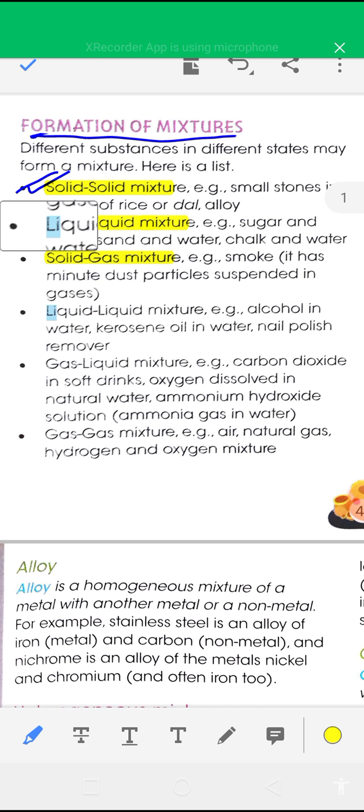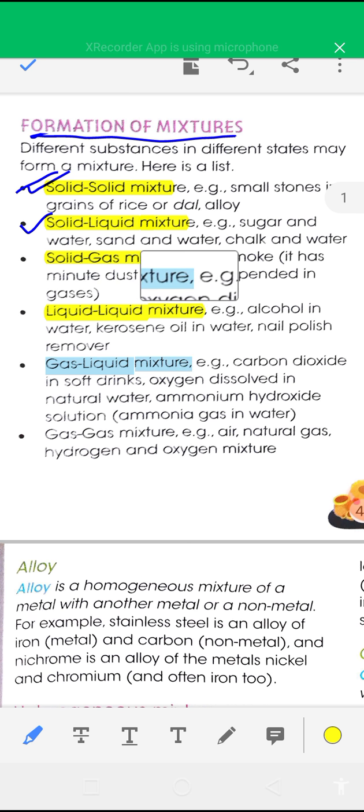Next type of mixture is liquid in liquid mixture. A mixture of two liquids, such as a mixture of kerosene and petrol, or a mixture of alcohol and water. Okay, these are liquid mixtures. Gas liquid mixture, for example, carbon dioxide gas dissolved in water in soft drinks. Similarly, oxygen dissolved in natural water, ammonium hydroxide solution. So these are gas in liquid mixtures.